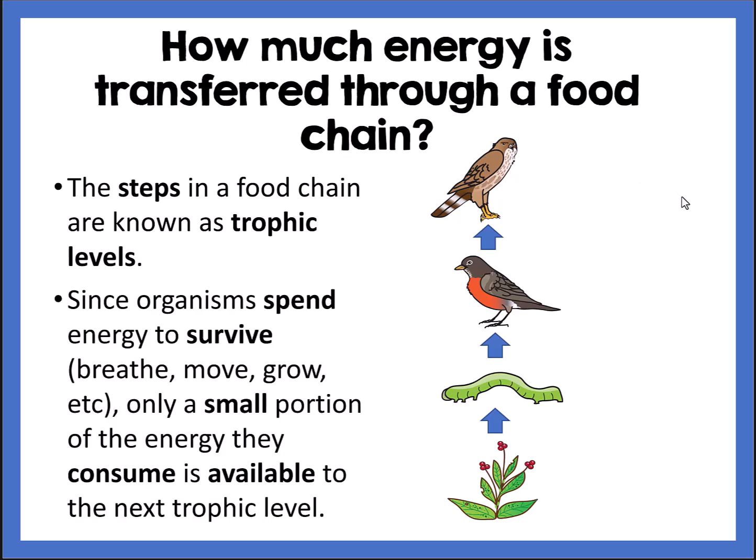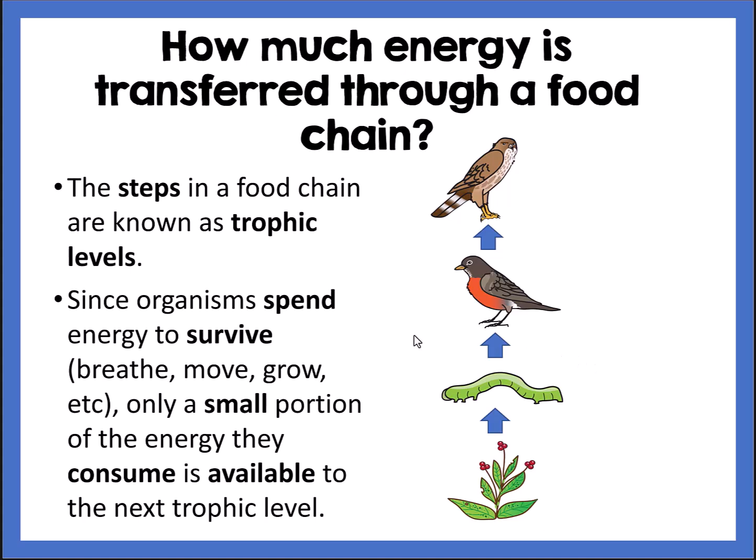Since organisms spend energy to survive, like breathing, moving, growing, etc., only a small portion of the energy they consume is available to the next trophic level. So this insect might consume this plant, but it's not going to get all of the energy from that plant, because the plant has used some of that energy to produce the berries, to grow, to reproduce, and so on. So some of this is going to be lost and not transferred up to the next trophic level.